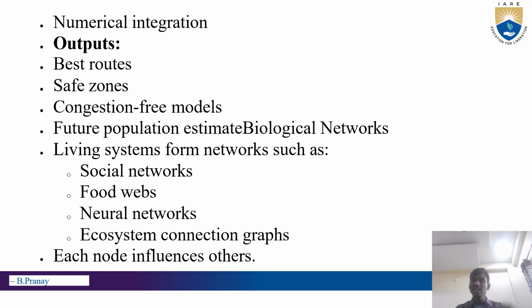biological networks. Living systems form such as social networks, food webs, neural networks, ecosystem connection graph, and each node influences the other nodes or other places of nodes, so that it is completely an interacting system, and we are in the world of interaction. It will be portrayed in a good way.